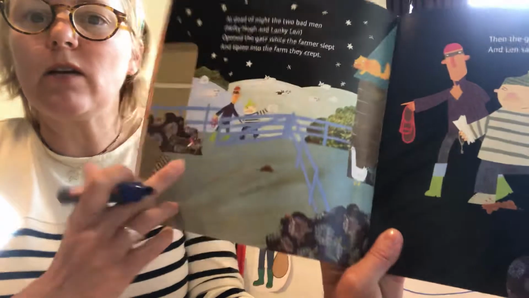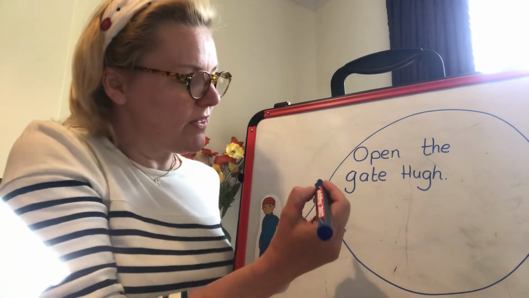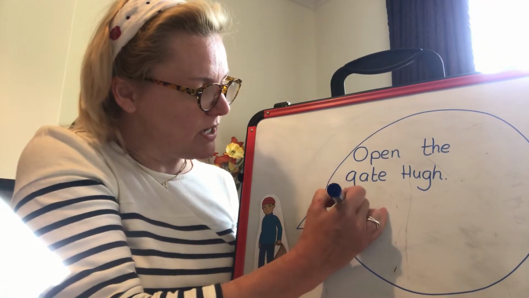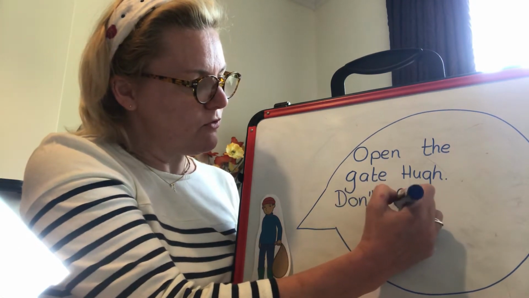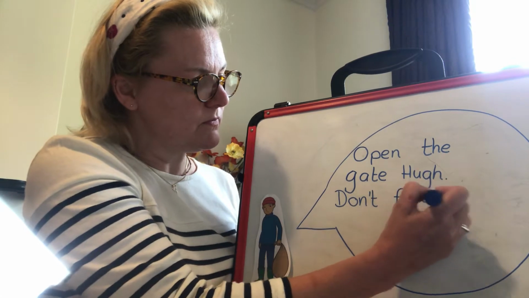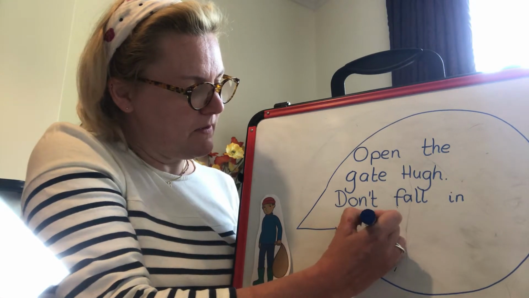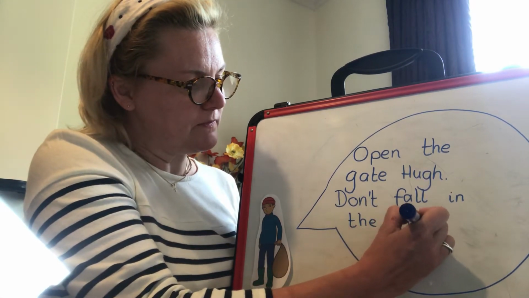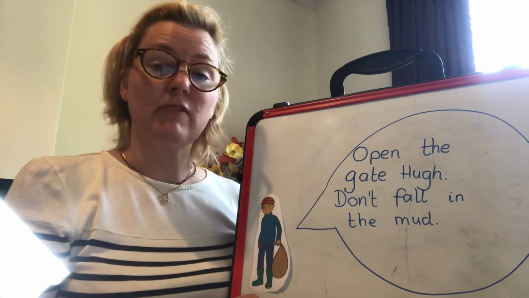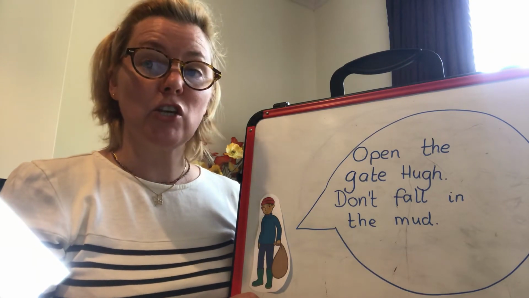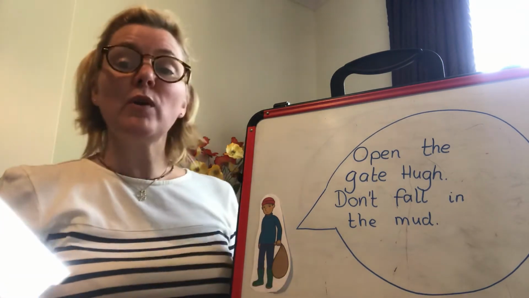I'm going to have a little look at the picture as well, and he might also say, don't fall over the mud. Because I've got more space in my speech bubble, I'm going to add that in as well. So he might also say, don't fall in the mud. Okay, so that's what I think Lanky Len might be saying to his friend Hugh as they arrive. Open the gate, Hugh, don't fall in the mud. Okay, so that's one activity for you.